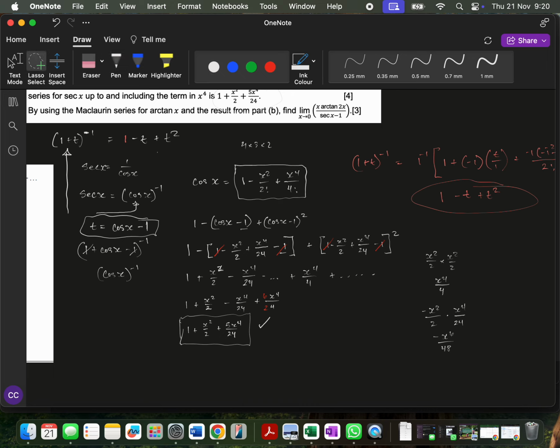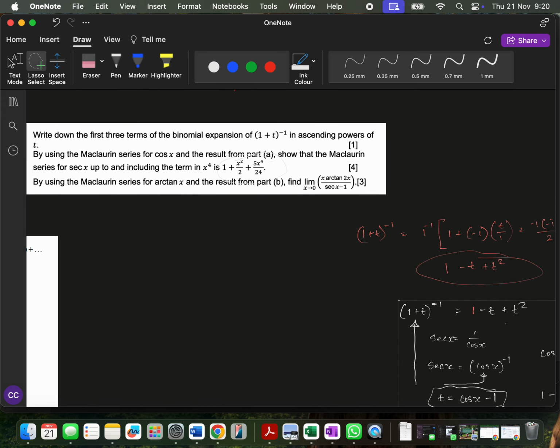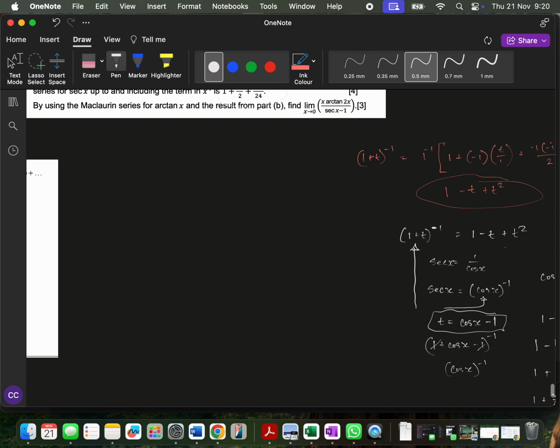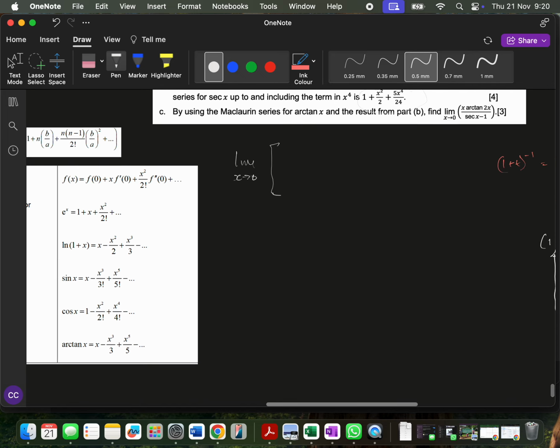Let me just get this junk out of my way. And if I move that over there. Now, by using the Maclaurin series for arctangent x and the results from part B, find the limit of, all right, so it's going to be the limit as x goes to 0 of, well, arctangent of 2x.